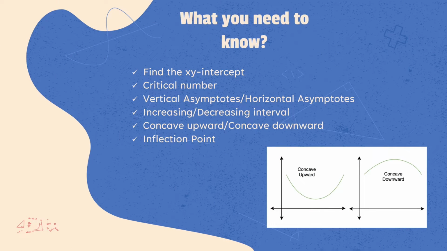Next, what you need to know before you answer the analysis of function question. First, you have to know how to find the x and y intercept. Second, how to find critical number. Third, how to find vertical asymptote and horizontal asymptote. Fourth, how to find increasing or decreasing interval. Fifth, how to find concave upward and concave downward. And lastly, how to find inflection point. So here we have a figure on what is meant by concave upward and concave downward.